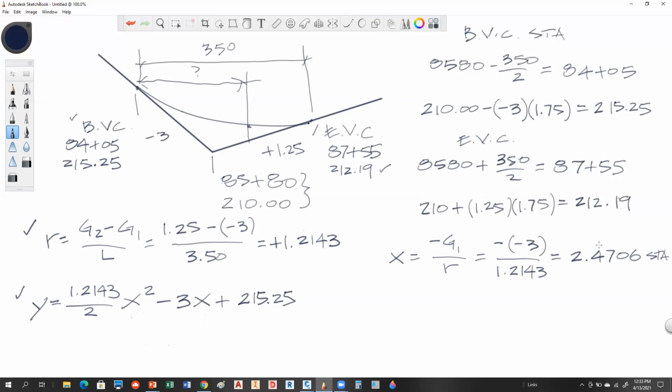If this number was greater than 3.5, you'd be out here, which is impossible. And less than 0 would be over here, which would also be impossible. So this does make sense. So we're going to plug this number, 2.4706, in for x in this equation, and that is going to give us the elevation of the low point.